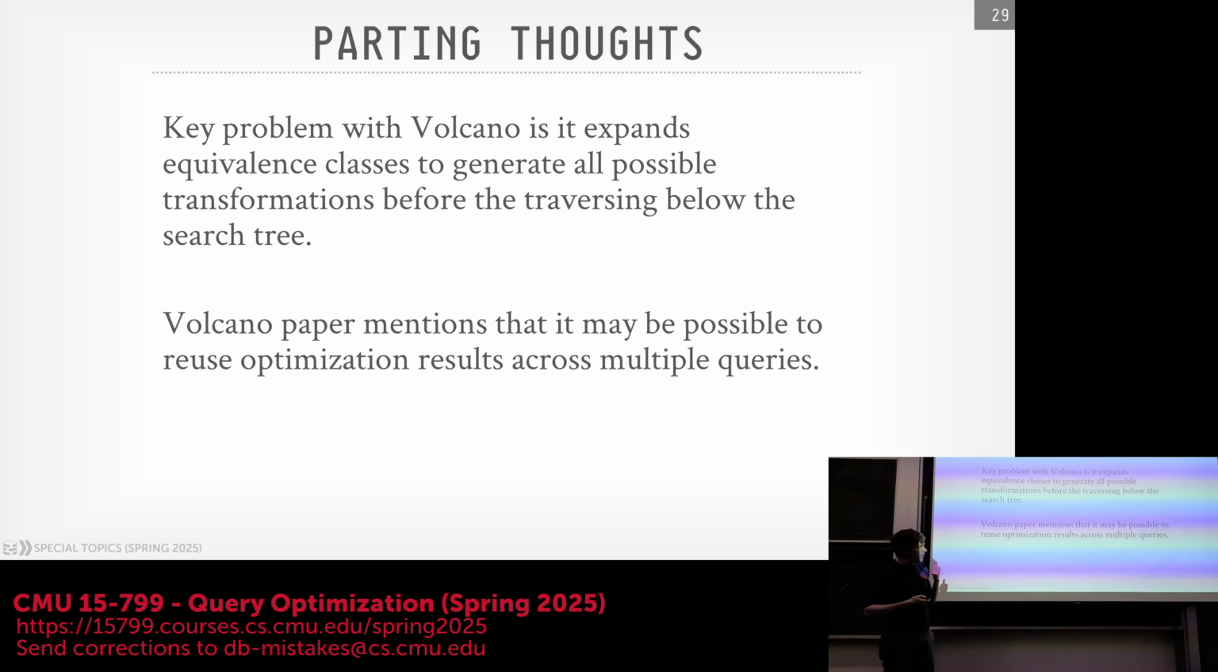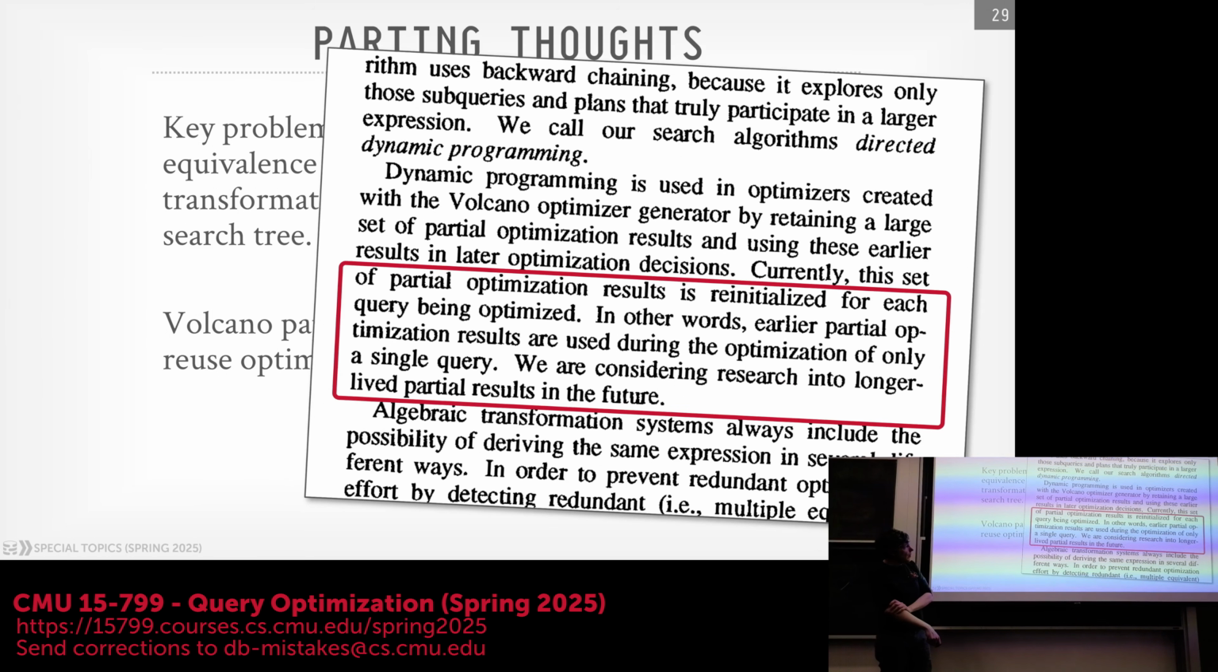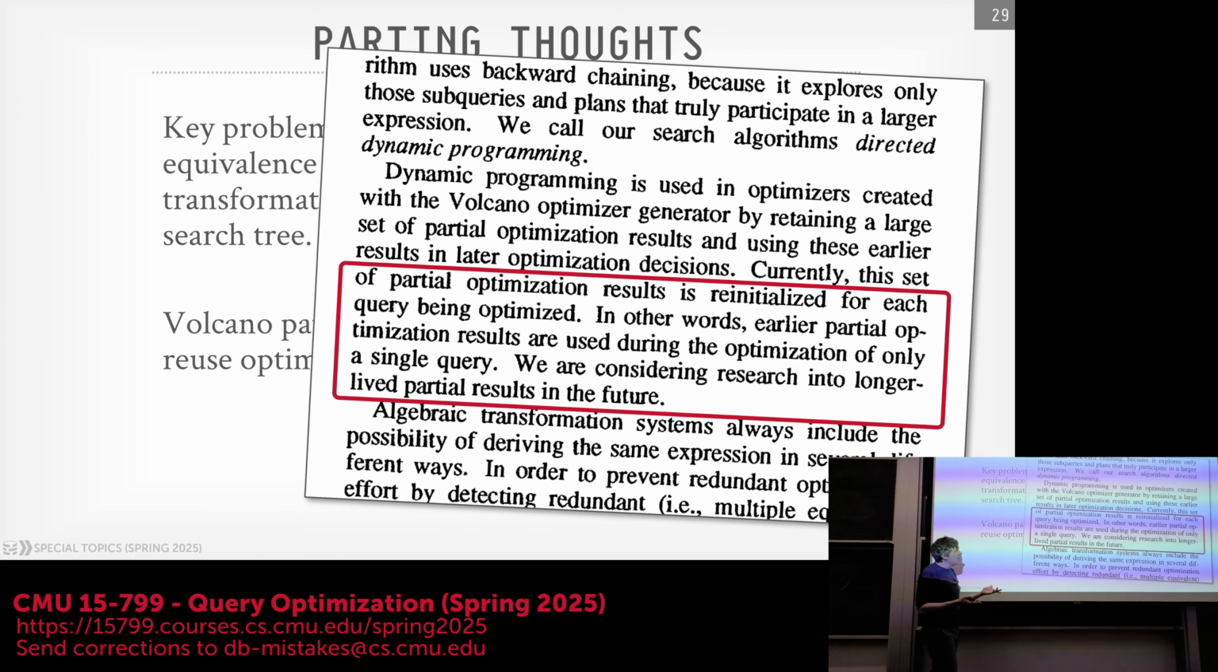Volcano doesn't do this, but they have this little blurb here in the paper where they talk about how it would be kind of nice to not have to reinitialize the hash table, the lookup table, every single time for every single query. Ideally, what you want to be able to do is maintain some state about the transformations that you've applied for a query plan from one invocation of that query to the next, so that you can short circuit that full traversal to the bottom and figure things out. You just look up in the lookup table and you find a good query plan ahead of time.